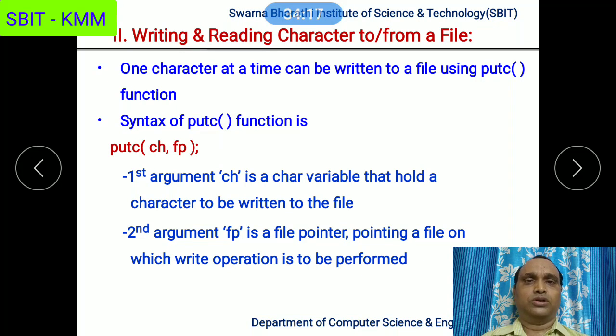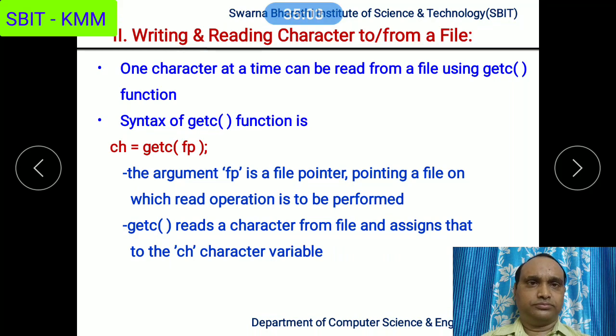For every putc operation, the file pointer will be moved by one character to the right. After writing a character, the file pointer automatically moves to the next position in the file, pointing to the next empty position, so that another character can be written there. Once you write a character in the empty position, it again moves to the next empty position, the next byte in the file. So for every putc operation, the file pointer will be moved by one character position to the right in the file.